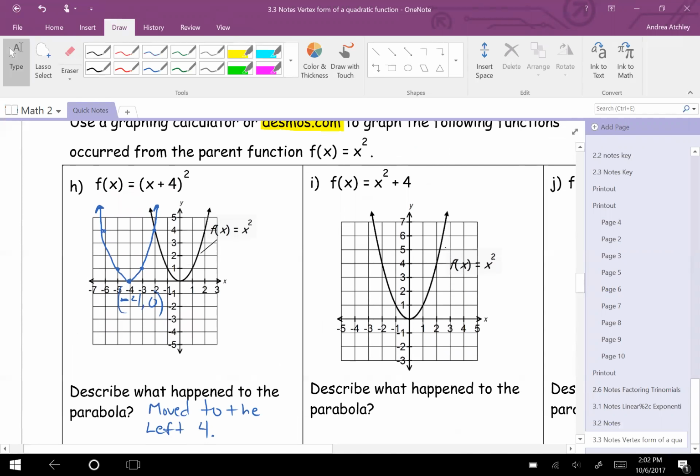Okay, so if adding 4 to the length of the sides inside the parentheses made it move to the left 4, what do we think is going to happen when adding 4 just to the area? We take the area, then add 4 to it. What do you think is going to happen? You think it's going to go down 4? Yeah? You think it's going to go up 4? Anyone else? Okay, so let's go back to our graph.